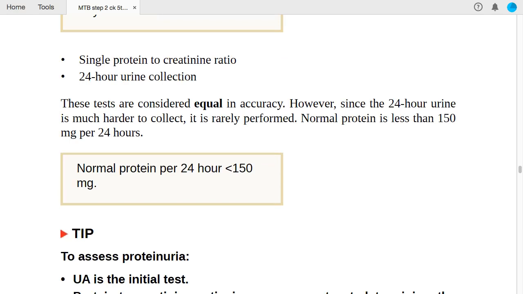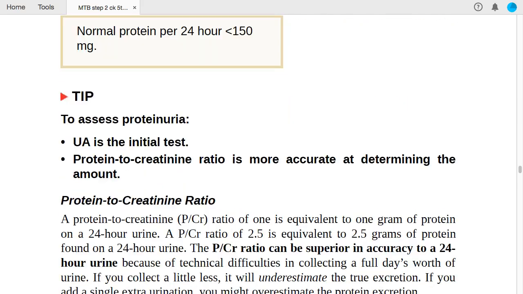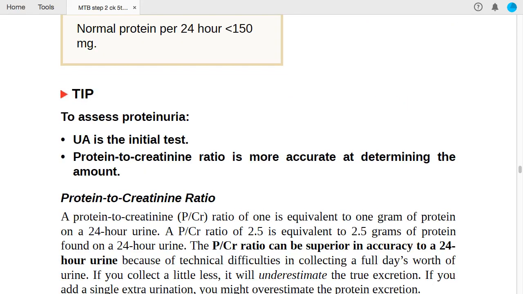However, since the 24 hour urine is much harder to collect, it is rarely performed, but we usually do it in hospital settings. Normal protein is less than 150 milligrams per 24 hours. So if the patient does not have any disease, the protein should be less than 150 milligrams per 24 hours. Now, the tip for us is that to assess proteinuria, urinalysis is the initial test. Whether or not the patient has proteinuria, we will always go for urinalysis, and it is considered the best initial test.